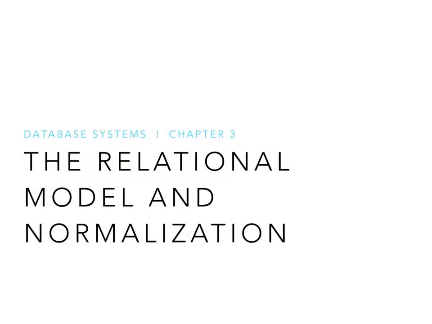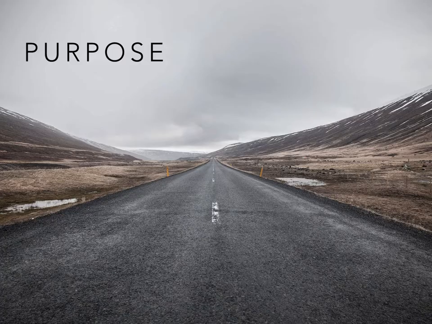This is chapter 3, and it's about the relational model and the process of normalization. So, what is the point of this chapter? I know you're all thinking that, having read it. What's the point? And here's the point of this chapter in my words.